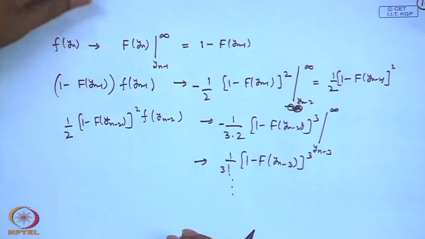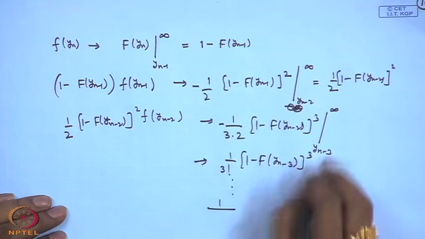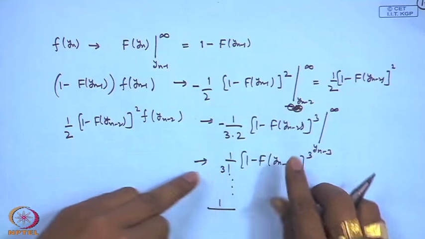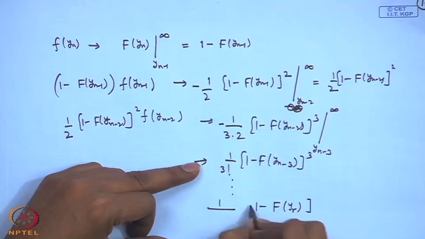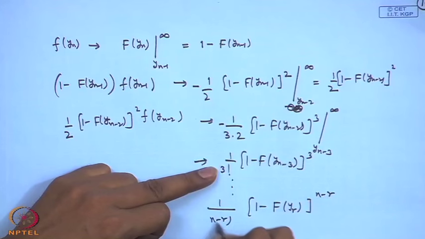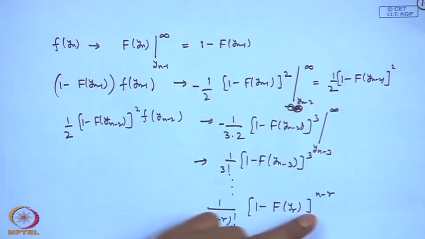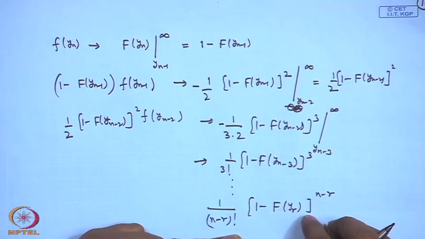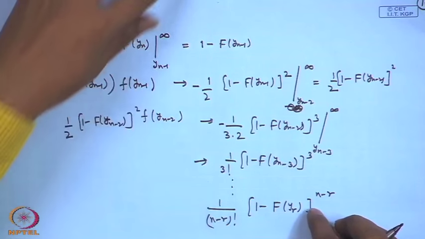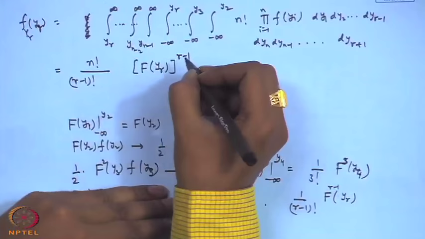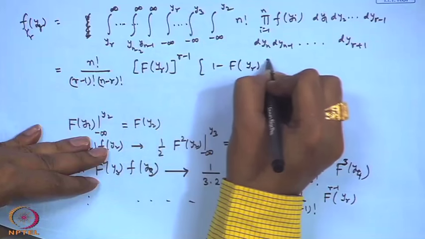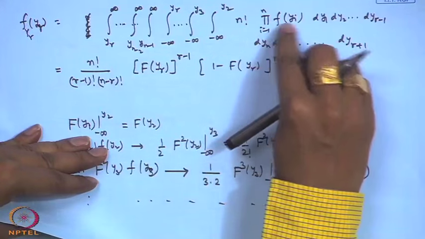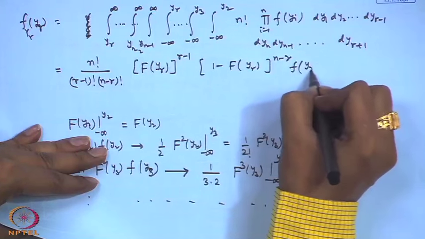Like that I have to go up to the y r term here. The last term will give me 1 by, now you see here, if it is n minus 3, I am getting 3 factorial. So if it is 1 minus F of y r, then the power will become n minus r, and here it will become n minus r factorial. This will be the term left after integrating up to y r plus 1. So let me substitute it here, and I get 1 by n minus r factorial times 1 minus F of y r to the power n minus r, and I am left with the corresponding term f of y r here.